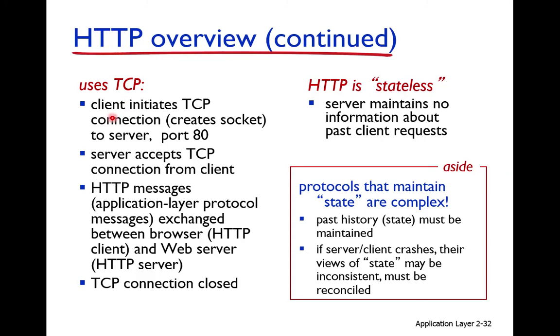In TCP, before exchanging the data, the client initiates the TCP connection. So the client and server establish a connection. When the server receives the connection request, the server accepts it. Once the connection is established between the client and server, the HTTP messages can be exchanged. And when the messages are exchanged, the TCP connection can be closed.